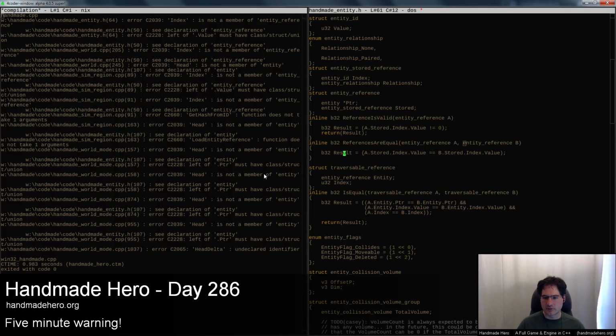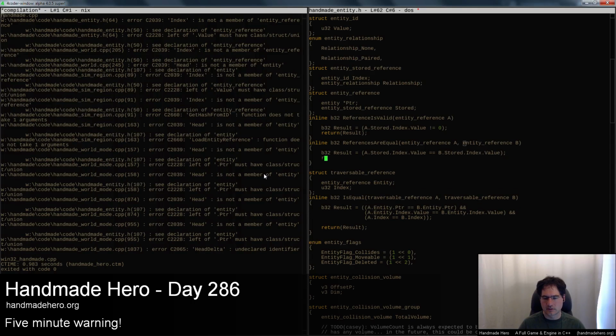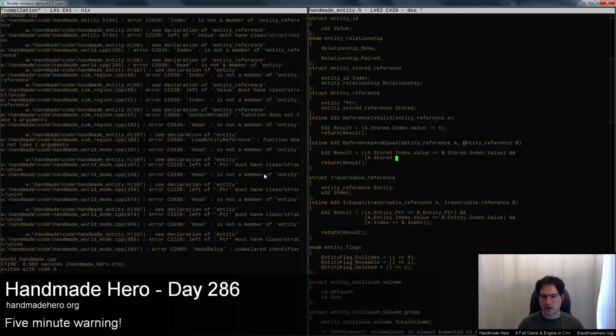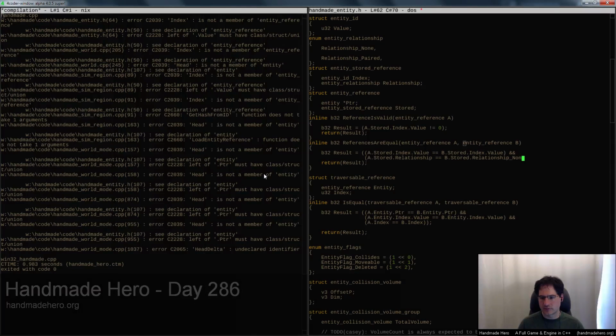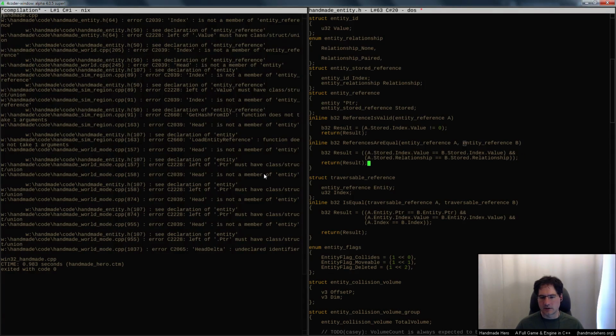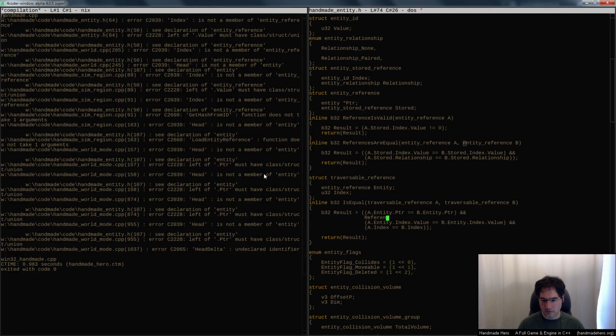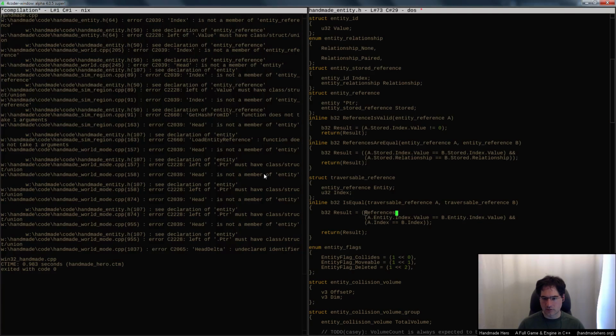I don't know why that was a bracket. So, we've got a check on that. We could also demand that A stored relationship equals B stored relationship. And yeah, then here we just say references are equal.